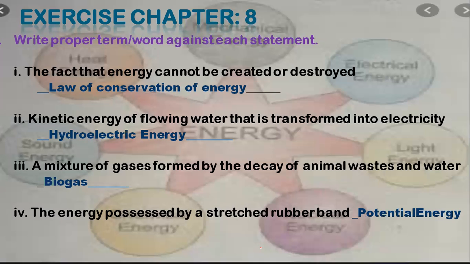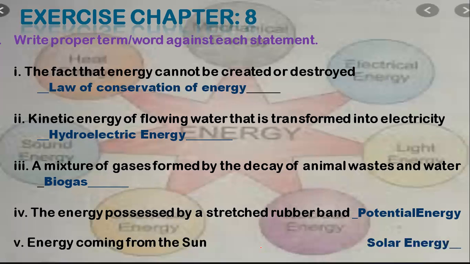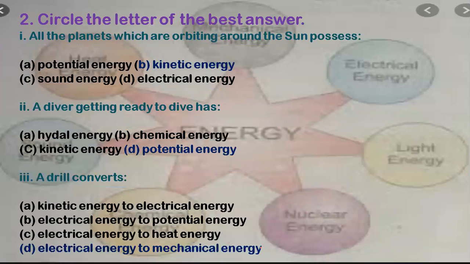And now, the energy possessed by a stretched rubber band is called potential energy. And energy coming from the sun, very simple, that is solar energy. Now we will move towards choosing the best answer.